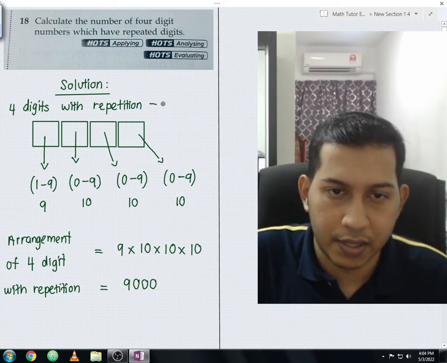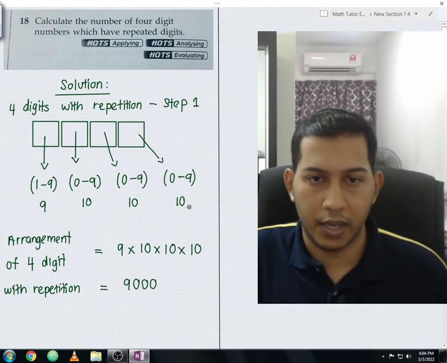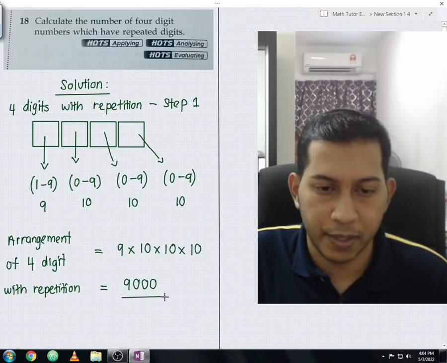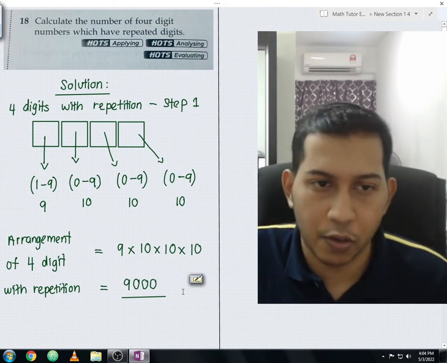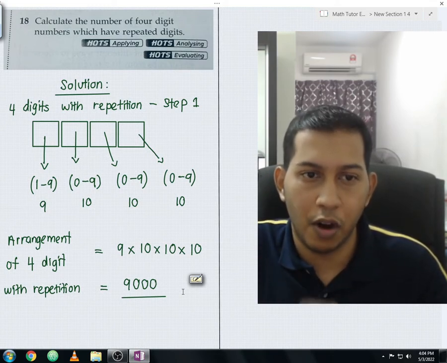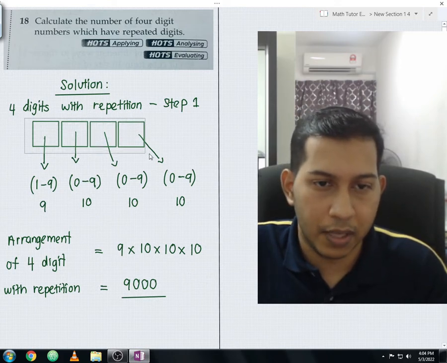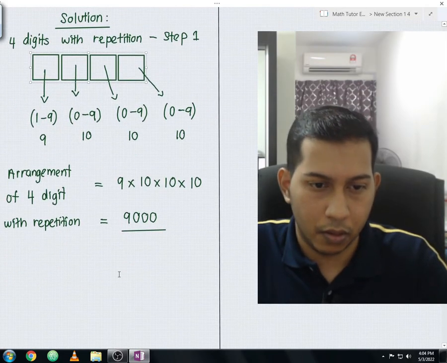Okay, let me just emphasize here, step 1. Let me underline the number here, the arrangement. This is very important because we're going to use it towards the final step. Once we find the 4 digits with repetition, our next step will be proceeding with 4 digits without repetition. So what I'm going to do now is copy the box here, and paste it over here.